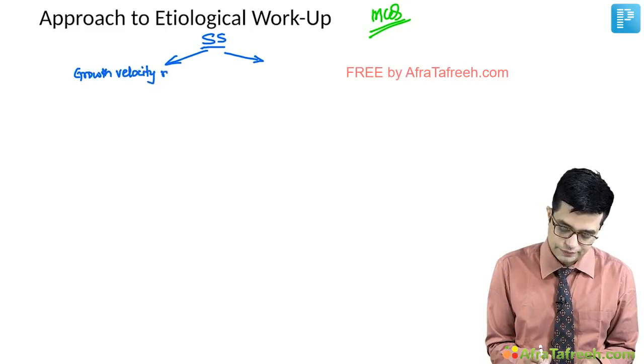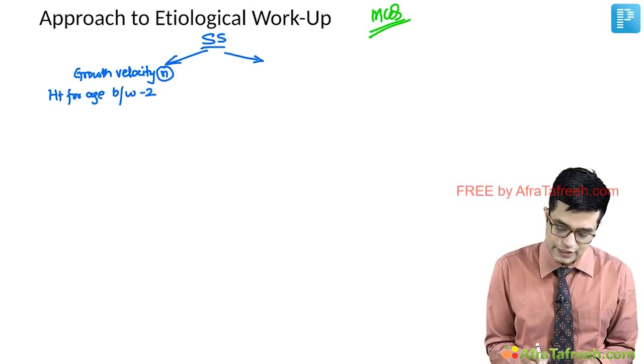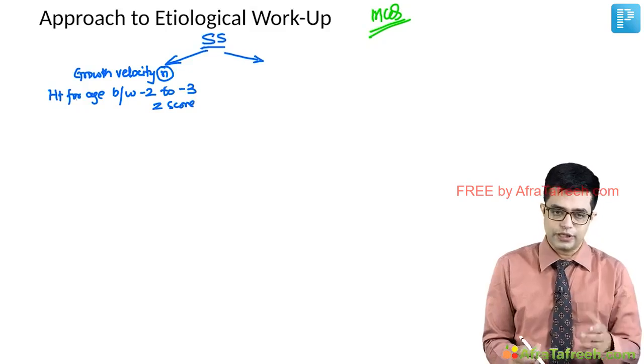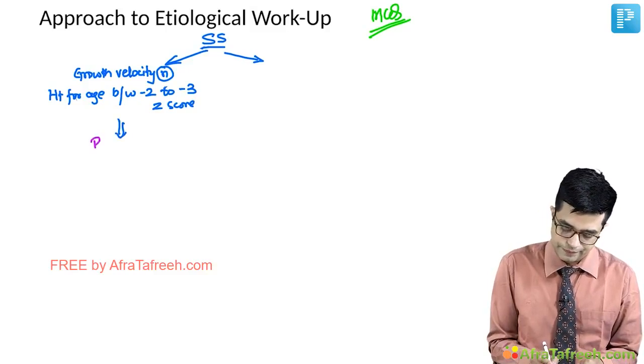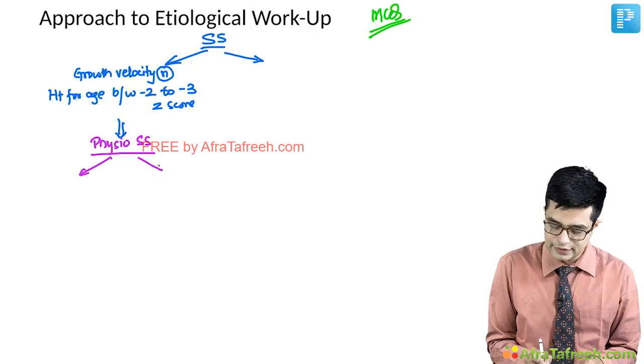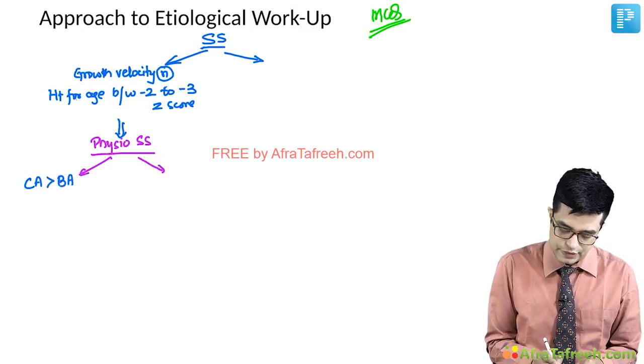is normal and the height for age is between -2 to -3 Z score or -2 to -3 standard deviation, usually you will think of physiological short stature. In case the patient is having chronological age more than bone age, and bone age equal to height age, you will think of constitutional delay in growth.